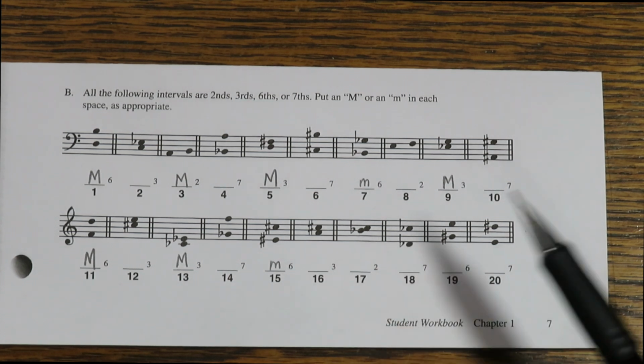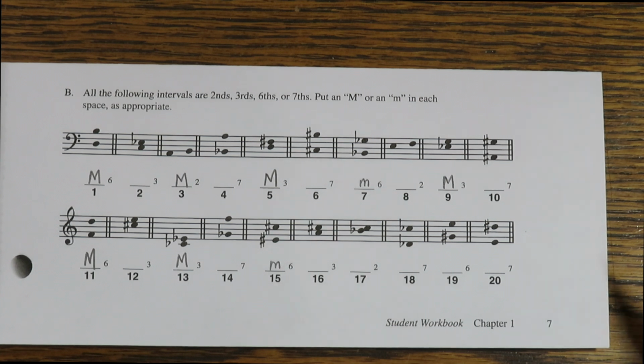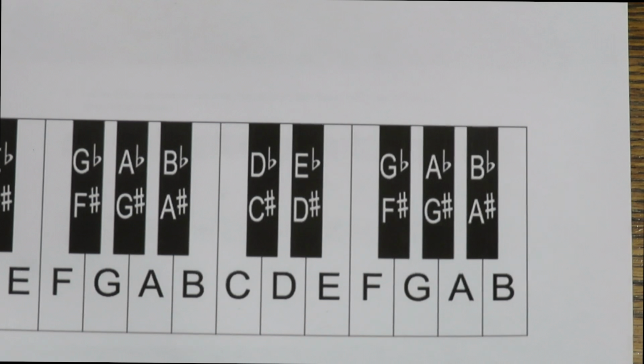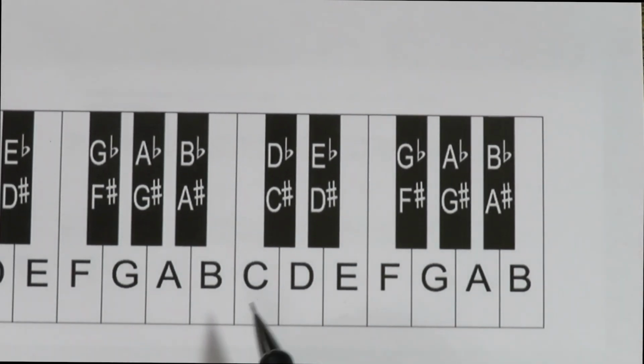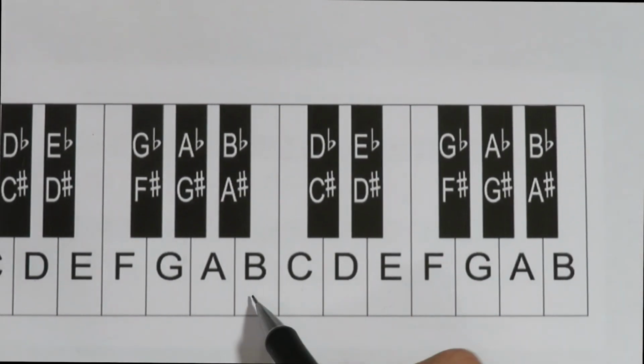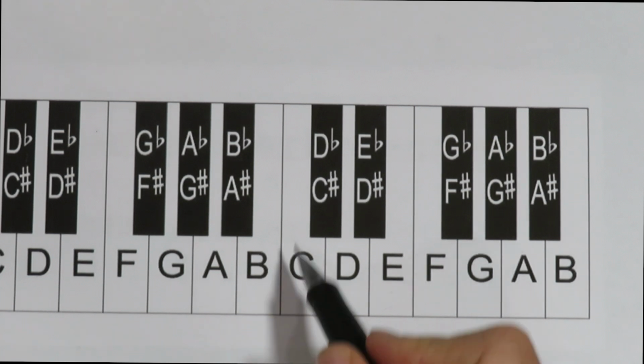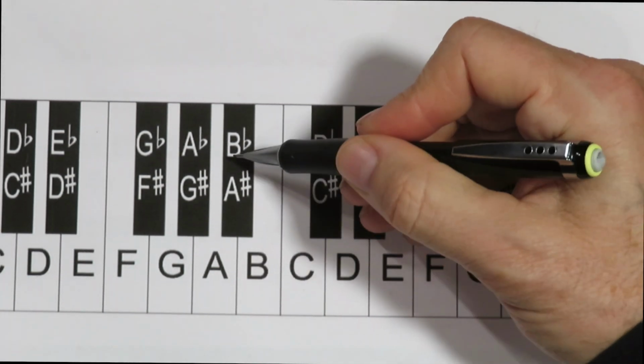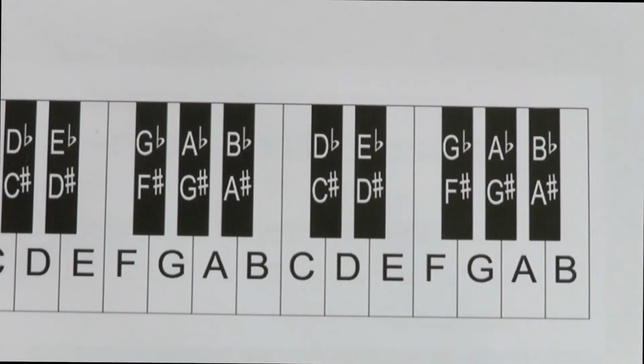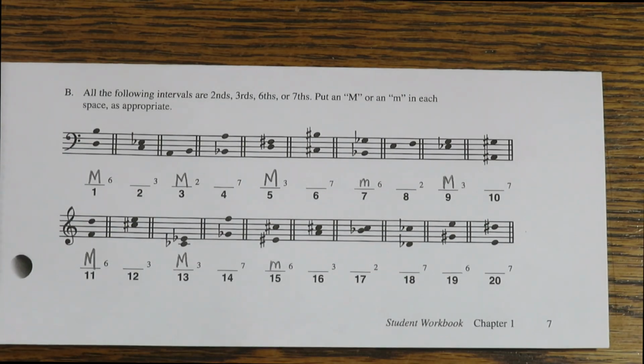Now, B flat to C. Okay. It's a second. Is it major or minor? Well, we know our naturally occurring half steps are between B and C, so that would be a minor second. Make it a little bigger. B flat to C, a whole step, becomes a major second.